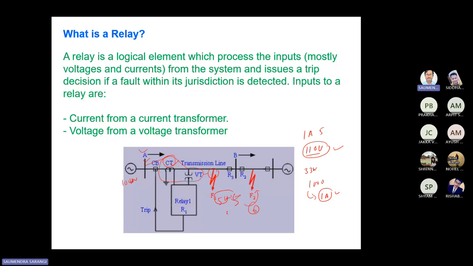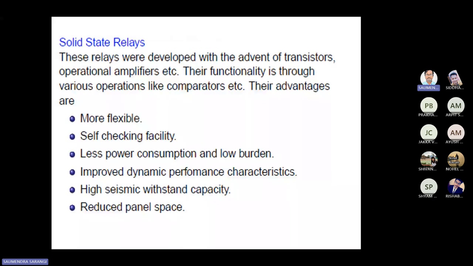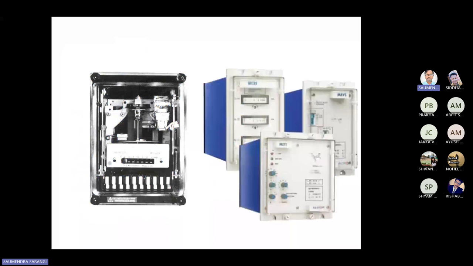So the relay we are talking about is a device which takes a very small current. Whatever relay is connected to the CT and PT, it is the impedance borne by the CT. So this relay is a burden for the CT. So how to set this relay? We have multiple relays. Initially, we talked about the electromechanical relay, which is this.